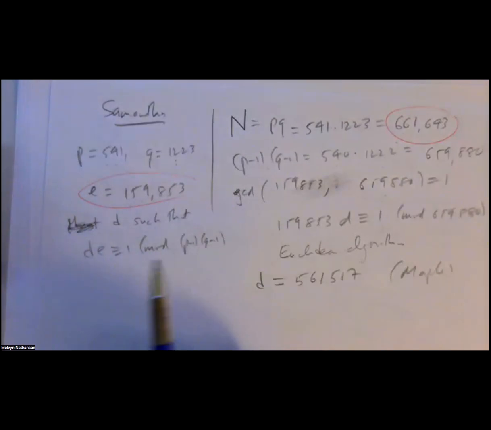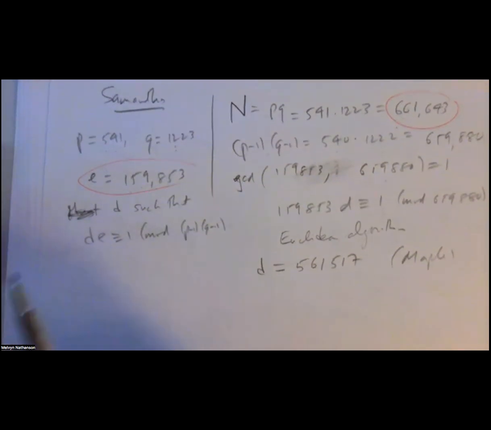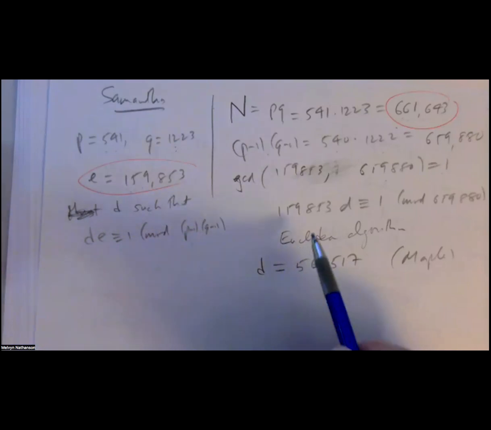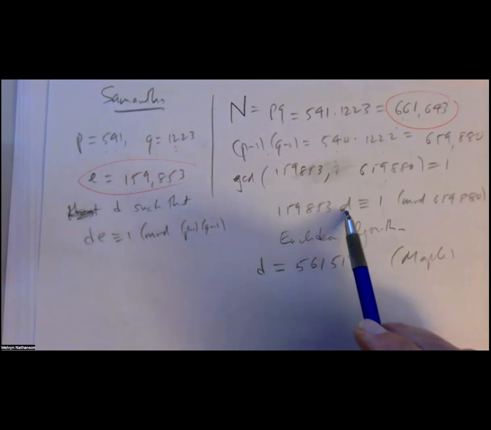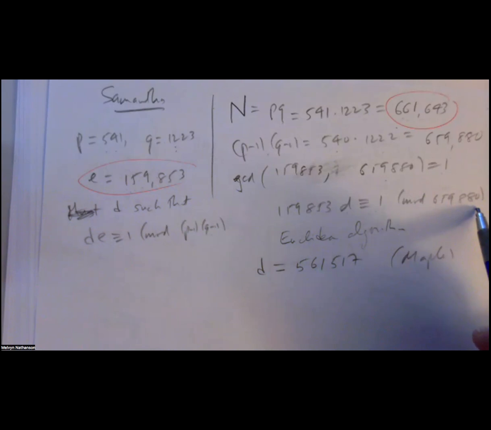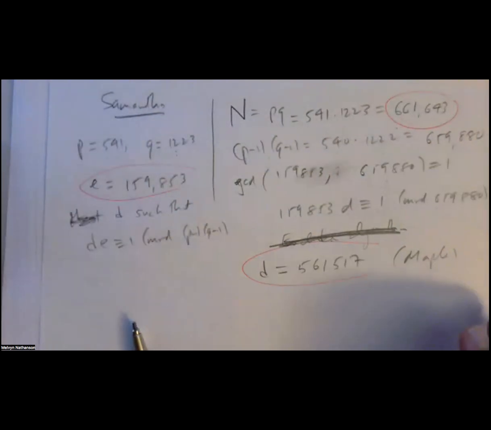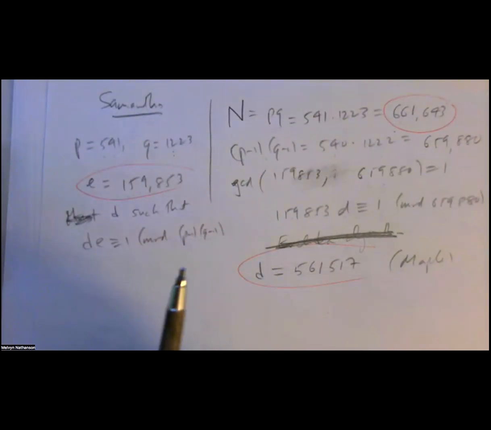Her private key is the number D, which she gets by solving the congruence D E congruent to 1 mod P minus 1 times Q minus 1. That means 159,853 times D is congruent to 1 modulo this. And using Maple, I solved that congruence, and I got this number D. So this is the secret number, the private key that Samantha has.